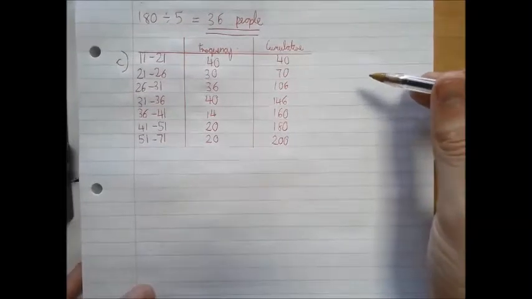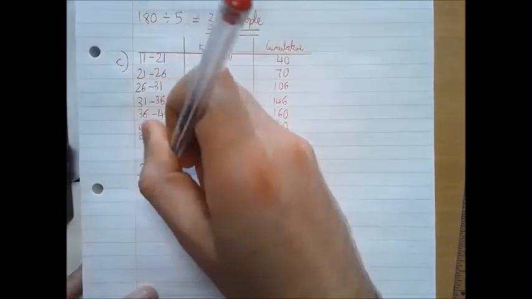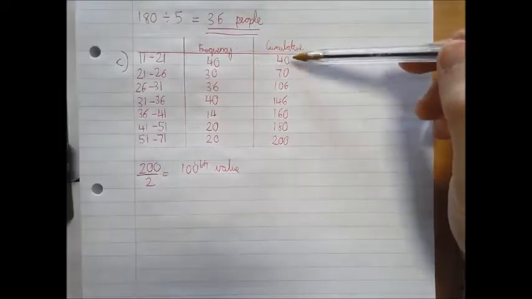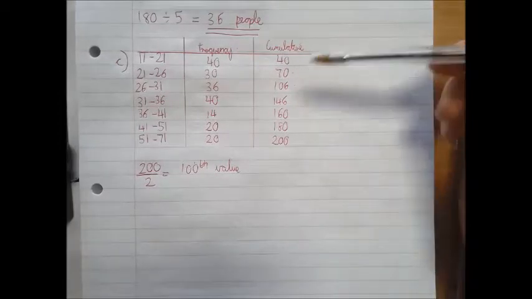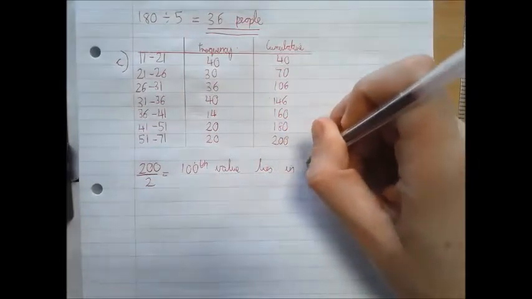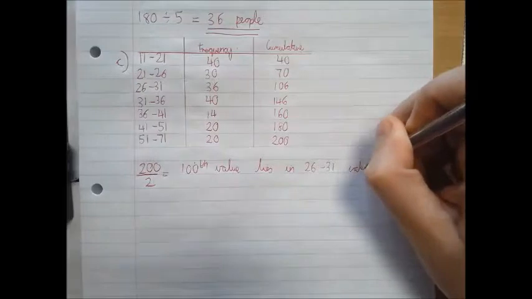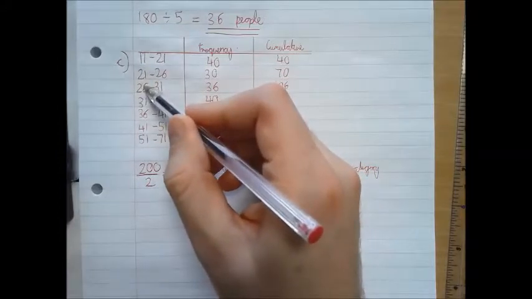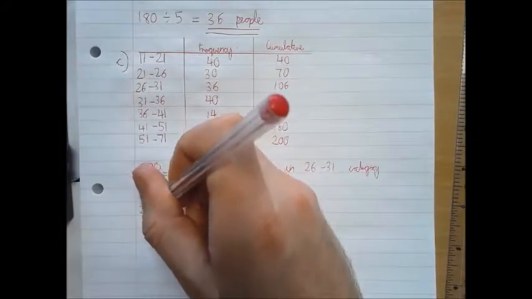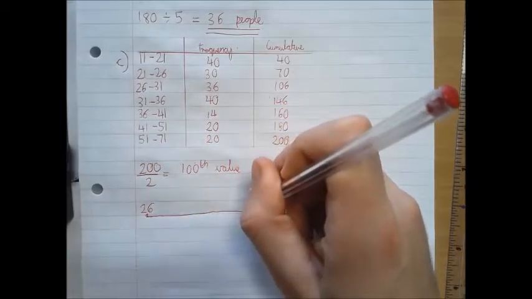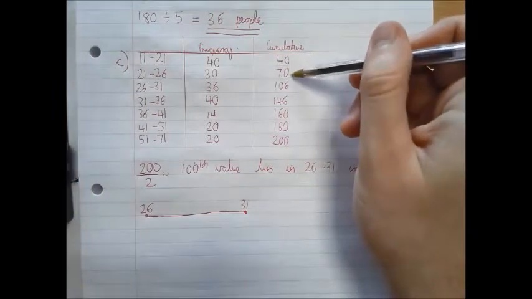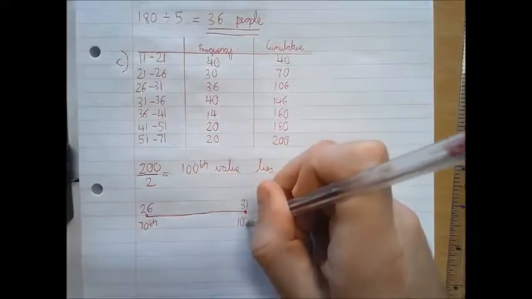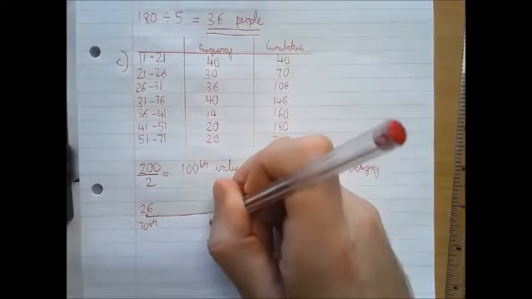Now because there's 200 people, we're after the 100th value. And where would the 100th value be? Well, that's 40 in there, 70 in there, so it's going to lie in the 26 to 31 category. If you have a look at the difference between the groups, upper bound's 26 there, lower bound's 26 there, so we know we're going to start here at 26 and go up to 31. Between 26 and 31, you've got the 70th value up to the 106th. Of course, we're after the 100th, which is probably about here.